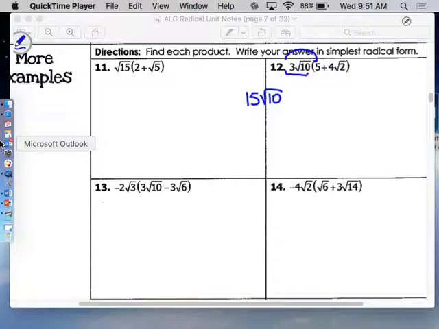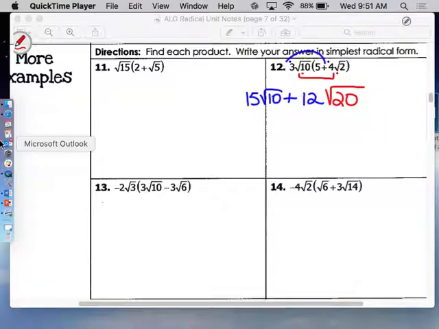And then to multiply the second pairing, I'm going to multiply parts that are alike. I'm going to multiply 3 times 4. That's going to give me 12. And then I'm going to multiply radical 10 times radical 2. And that's going to give me radical 20. So notice how I did that. I multiplied the parts that were outside together, and then I multiplied the 2 radicands together underneath a new radical.